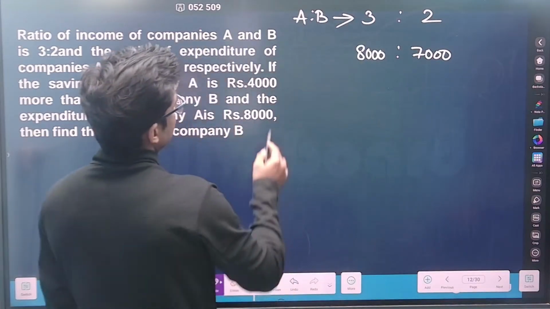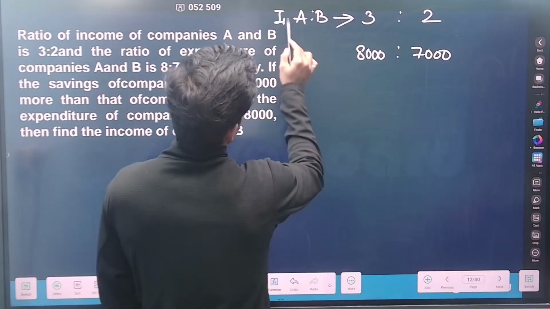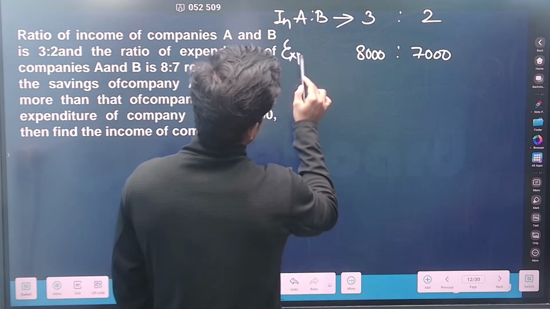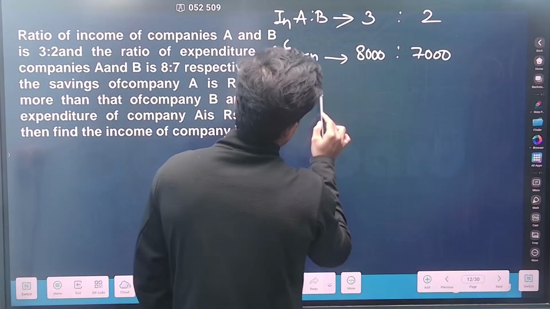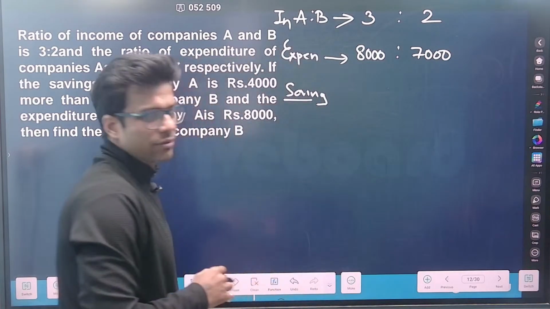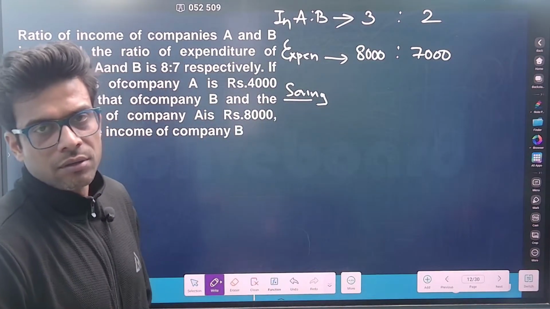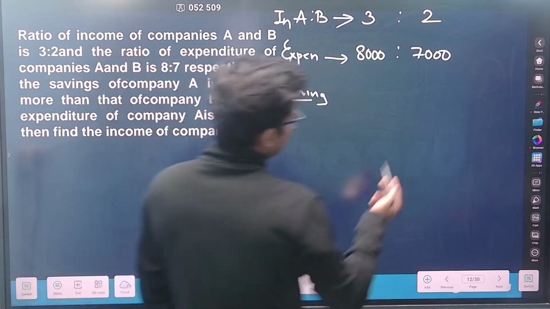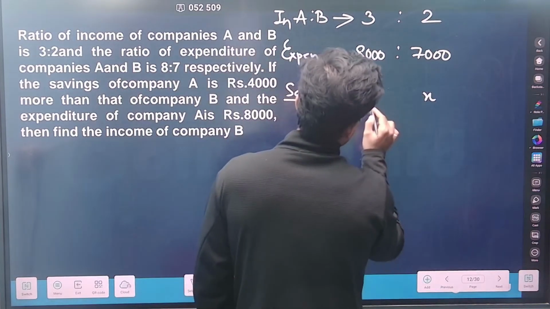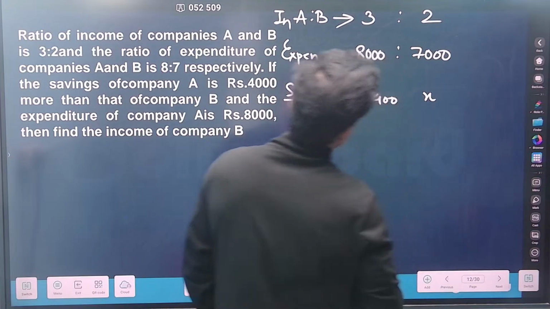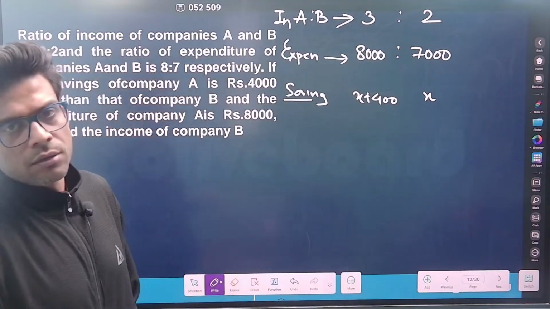So this I can write, this is income, this is my expenditure, and I would write saving. Correct, no? I hope this makes sense, everyone. No worries. If this is X, this is 4,000 more than that, so X plus 4,000. Correct.